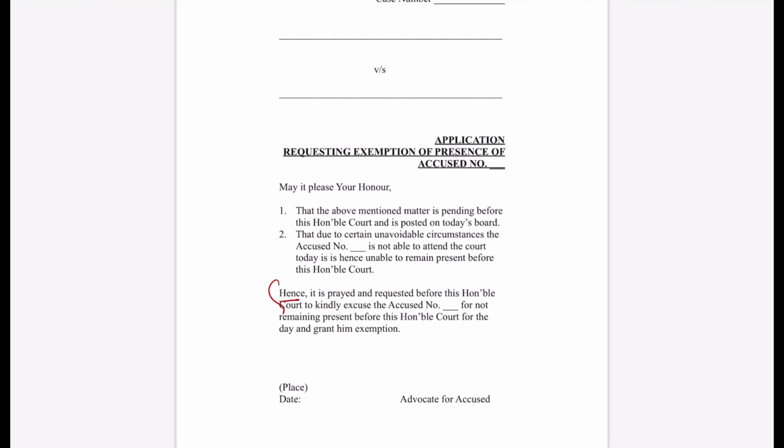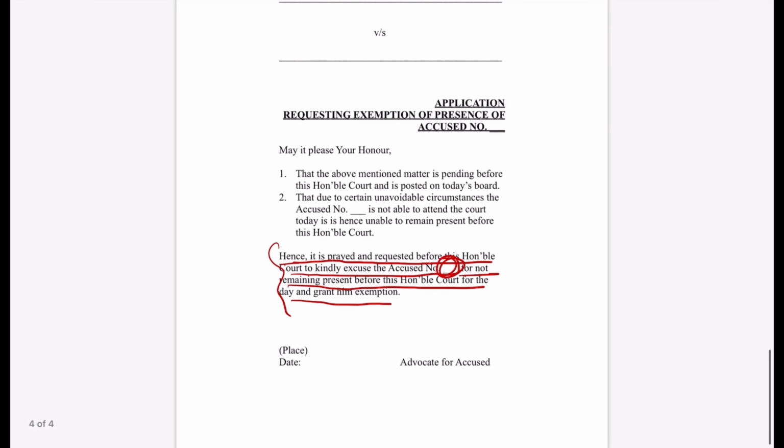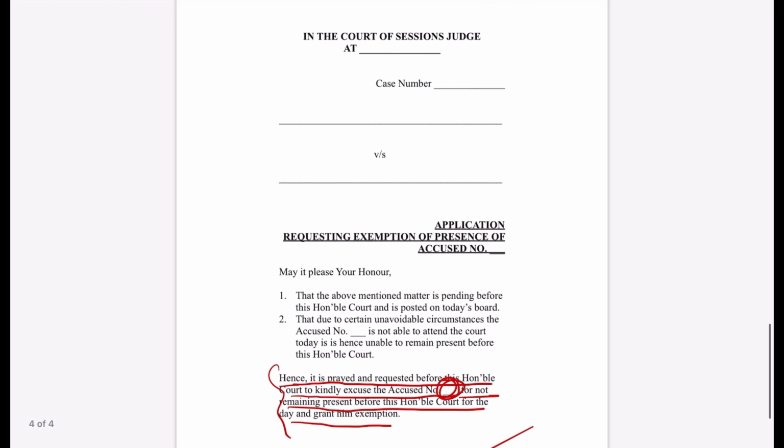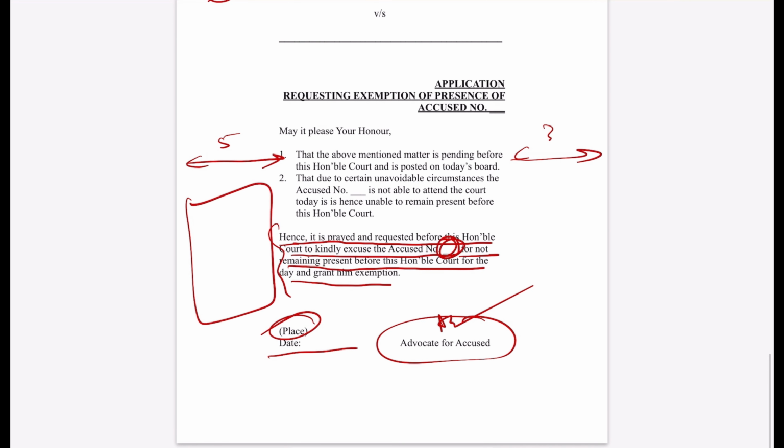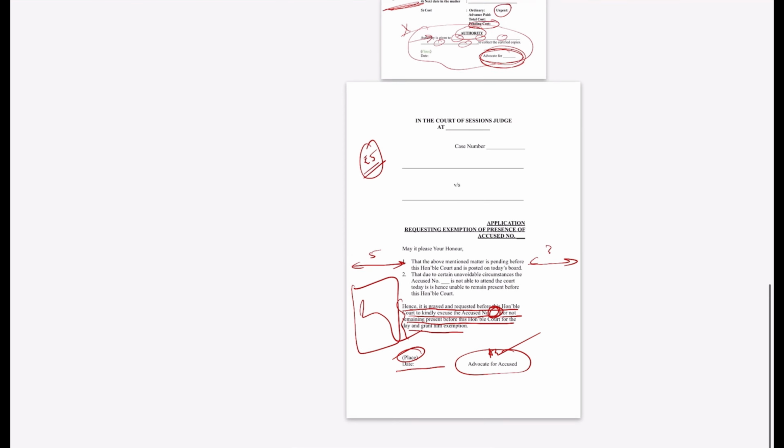Hence it is prayed. So this is your prayer paragraph. Hence it is prayed and requested before this honorable court to kindly excuse the accused number, whatever the number is, for not remaining present before this honorable court for the day, and grant an exemption. Then the place of the court, date, and advocate for the accused, and your signature. Here you affix a 5 rupee ticket, and of course the usual 5:3 format is to be followed, so that the court gets ample space to pass the order.